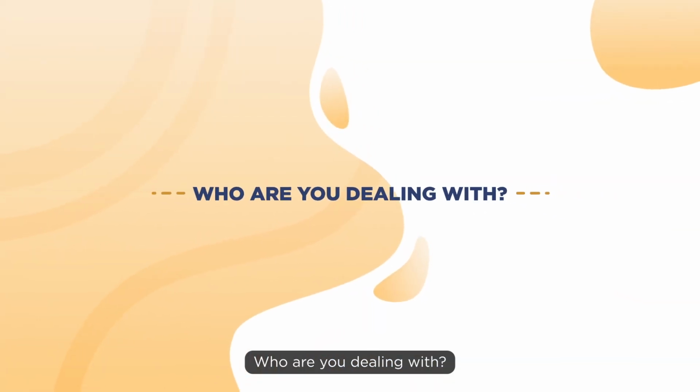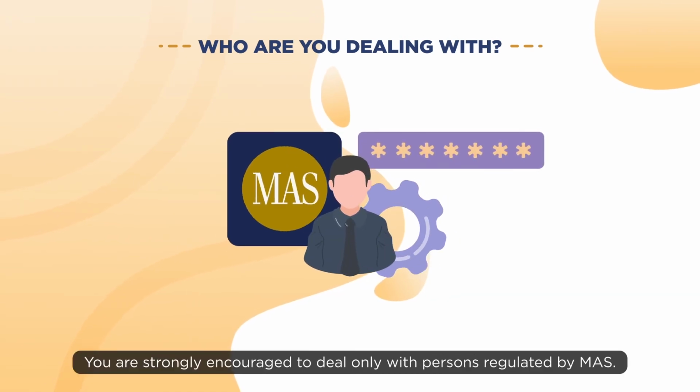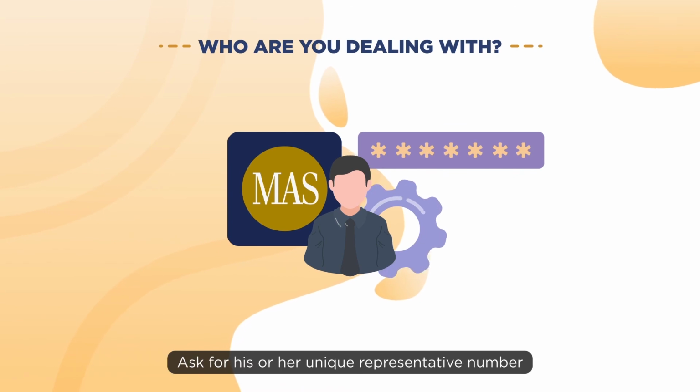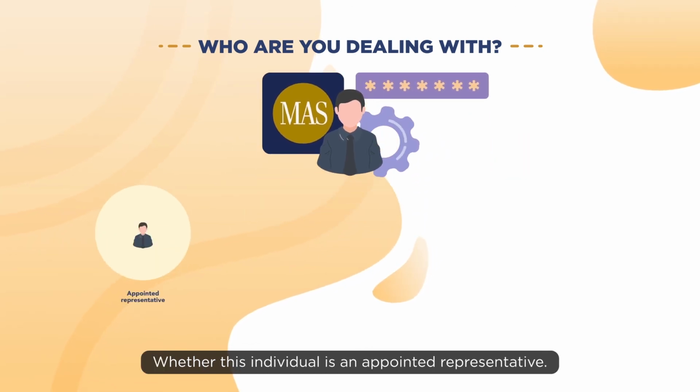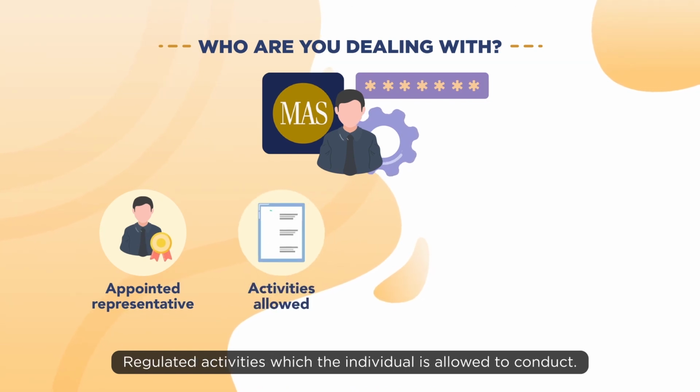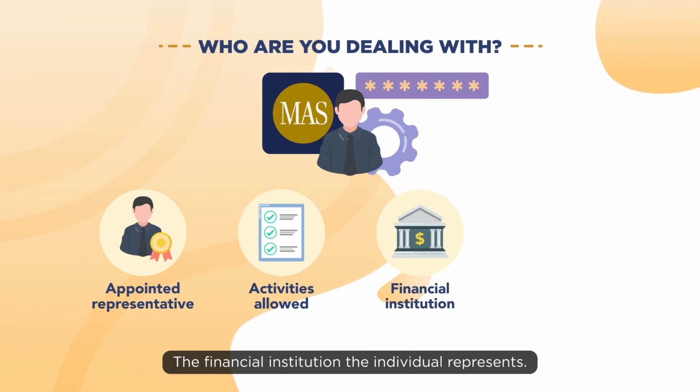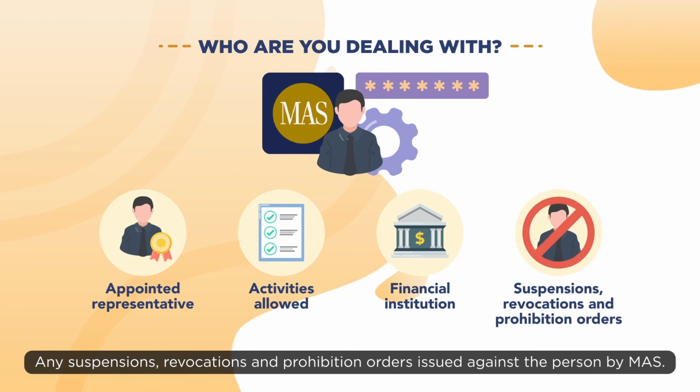Who are you dealing with? You are strongly encouraged to deal only with persons regulated by MAS. Ask for his or her unique representative number and check against the MAS Register of Representatives on the MAS website, whether this individual is an appointed representative, regulated activities which the individual is allowed to conduct, the financial institution the individual represents, any suspensions, revocations, and prohibition orders issued against the person by MAS.